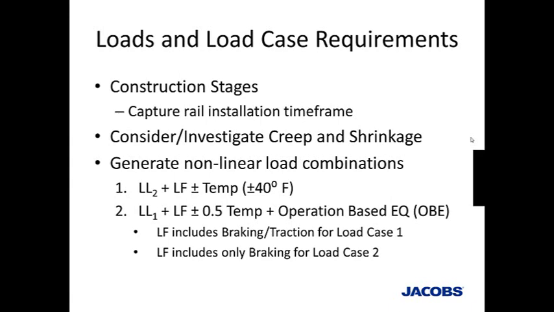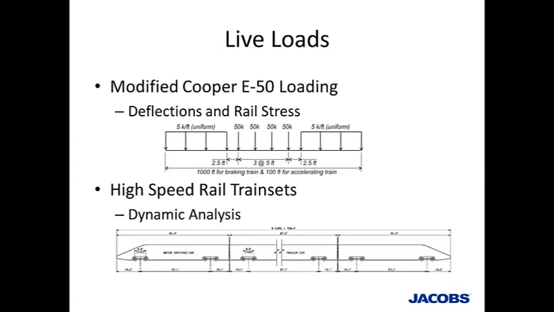So for our live loads, we have two vehicles. The first is a modified Cooper E50. This represents both a maintenance vehicle as well as a standard high-speed rail serviceability vehicle. For our RSI models, we primarily use this vehicle, though we use the traction and braking forces from the high-speed trains, which are quite a good deal larger.